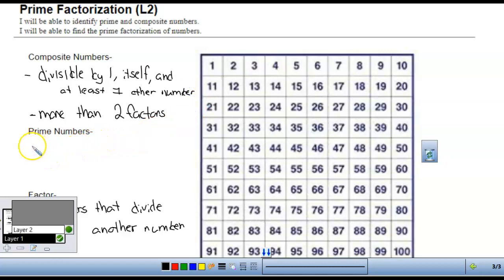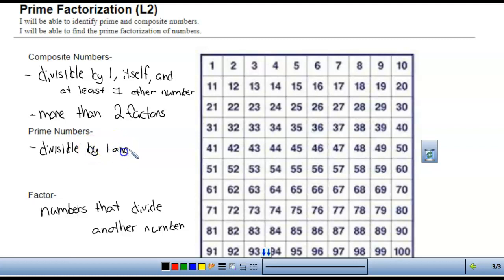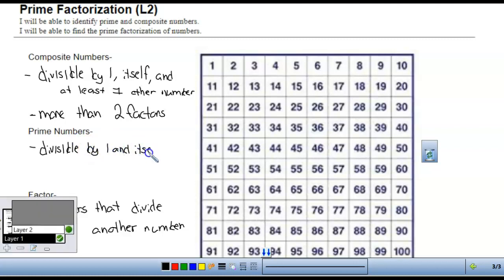Okay, we also have prime numbers, which are kind of like the opposite. They are divisible by 1 and itself, so nothing else. Prime numbers include 2 and 3 and 5 and 7.